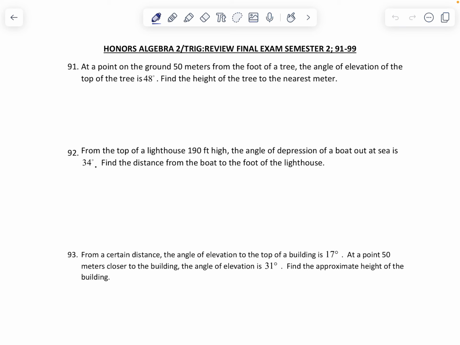Okay, so on 91, which is probably like 120 on your review sheet or something, I don't remember. So it's at a point on the ground 50 meters from the foot of a tree. The angle of elevation to the top of the tree is 48. Find the height of the tree.